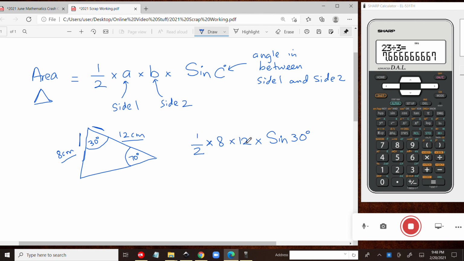So all you have to do is type this on your calculator, and you will get the area of the triangle. So let's type it in. A half is the same thing as 0.5. So I just put 0.5, multiply by 8, multiply by 12, multiply by sine 30. And we get 24. So the area of this triangle is 24 centimeters squared. Okay, guys? So let's move back over here.